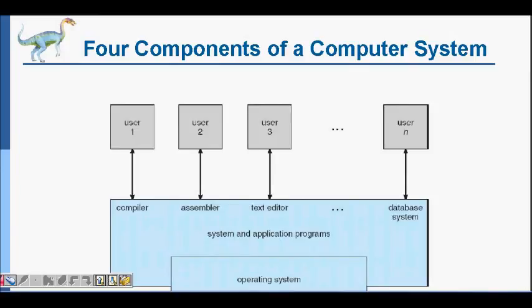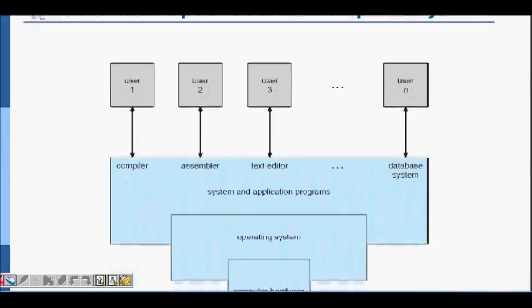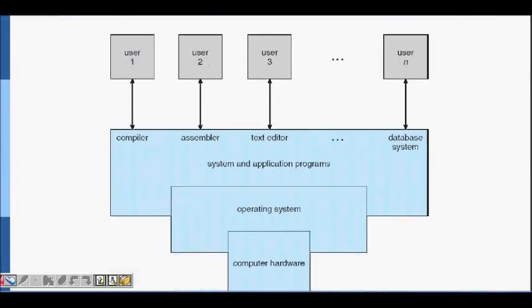Now, this is basically the pictorial diagram that explains very clearly how all these things are getting done. Let's try to see. You have a lot of users here. Then at the lowest level, you have the computer hardware: CPU, input output devices, memory. Then you have the operating system.